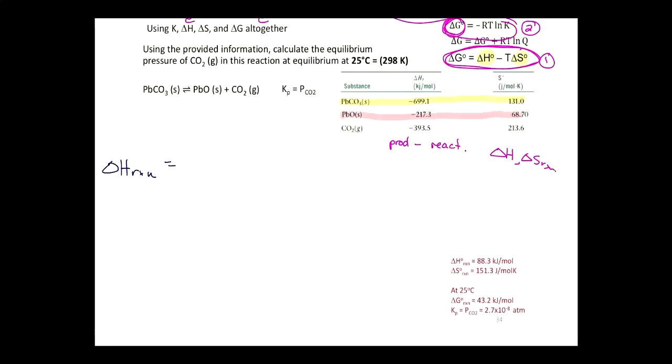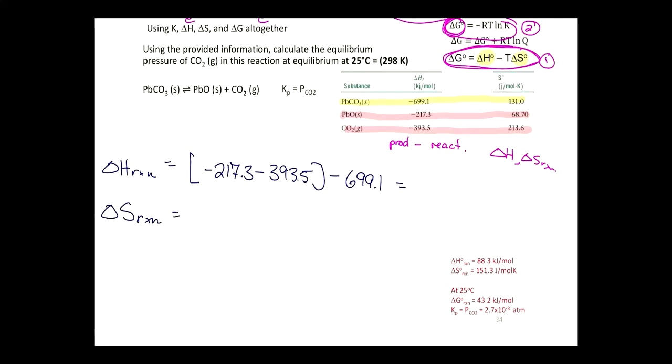There are my two products. So I'm going to do the two pink ones minus the yellow one. So delta H of the reaction is negative 217.3 minus 393.5 minus 699.1, and that equals something. Delta S of the reaction, products minus reactants, 68.7 plus 213.6 minus 131.